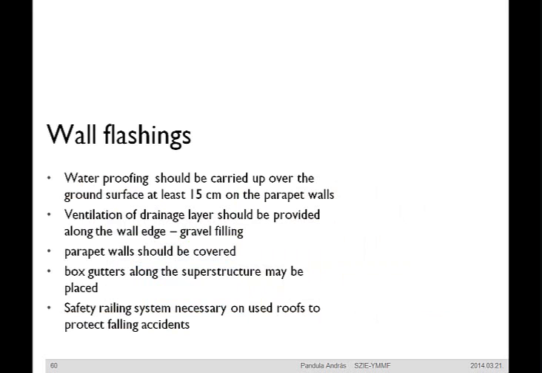In the case of wall flashing, we should mention the following requirements. The waterproofing should be carried up over the ground surface at least 15 cm on the parapets, walls and all the superstructures. If possible, the root protection layer should also be carried up such a distance. It should be ensured that the drainage layer is ventilated along the wall edge through the gravel filling, since this provides proper living conditions for the plants.